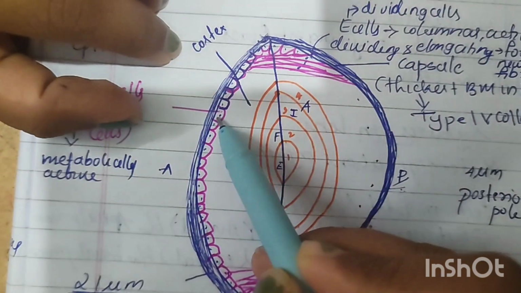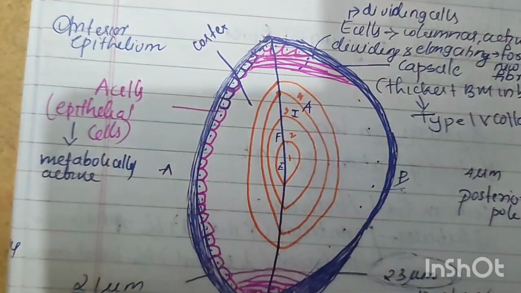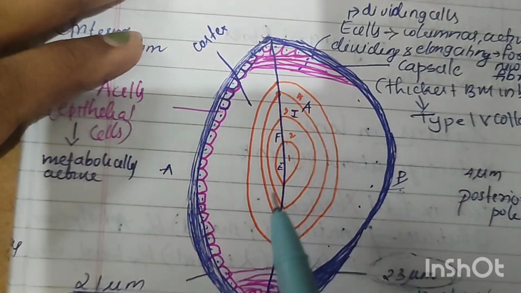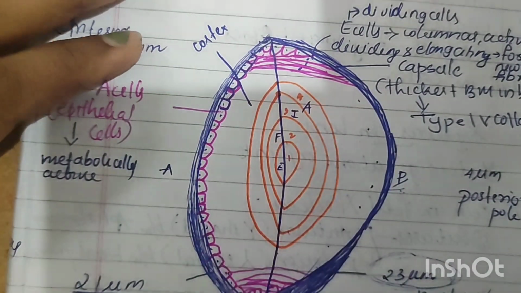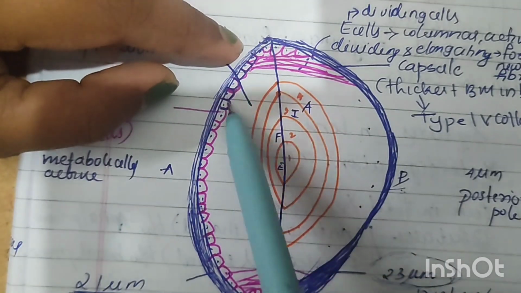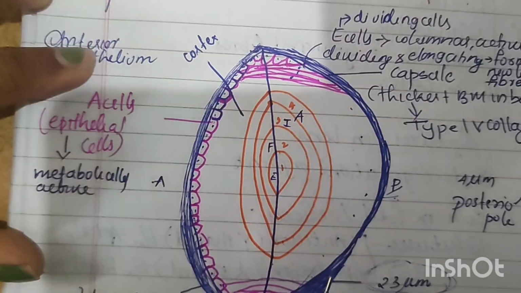And we can see the epithelial cells. These epithelial cells are not circumferential, okay. They cannot be seen over the posterior side. They are only seen anteriorly, okay. And at the poles, these epithelial cells are different. Mainly 2 types of epithelium are there, so the anterior epithelium is of 2 types.